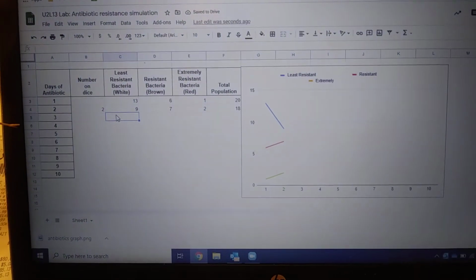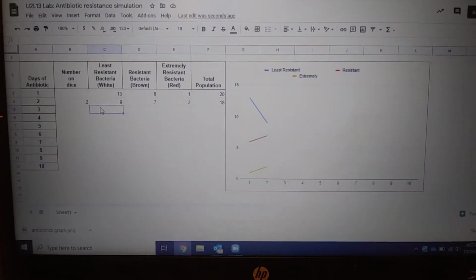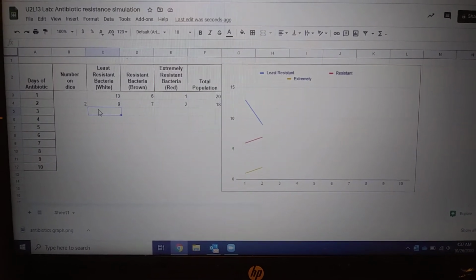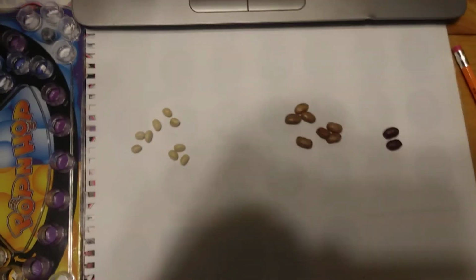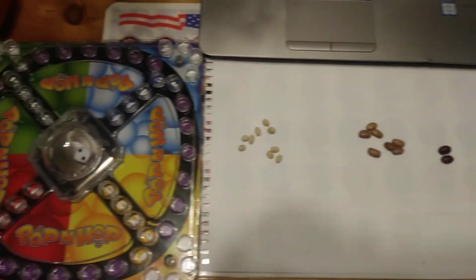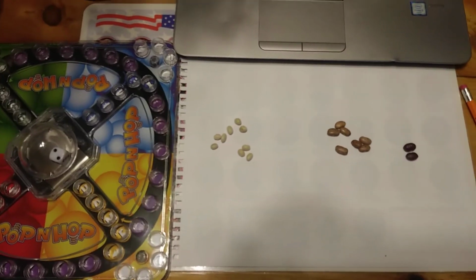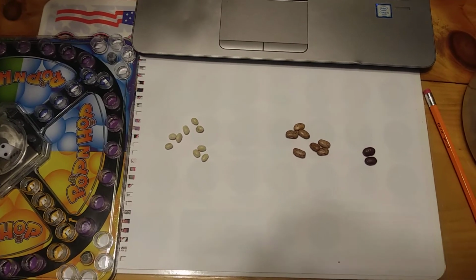our graph is already taking some shape. The graph is being built as you put in the data from the table. So I will go ahead and do the rest of the trials for you, so that I don't bore you to death doing this repetitively over and over again.